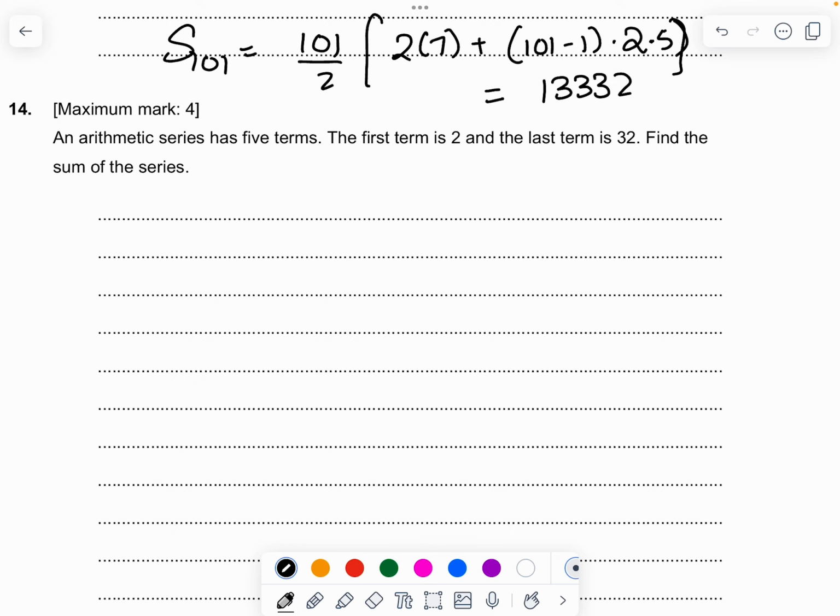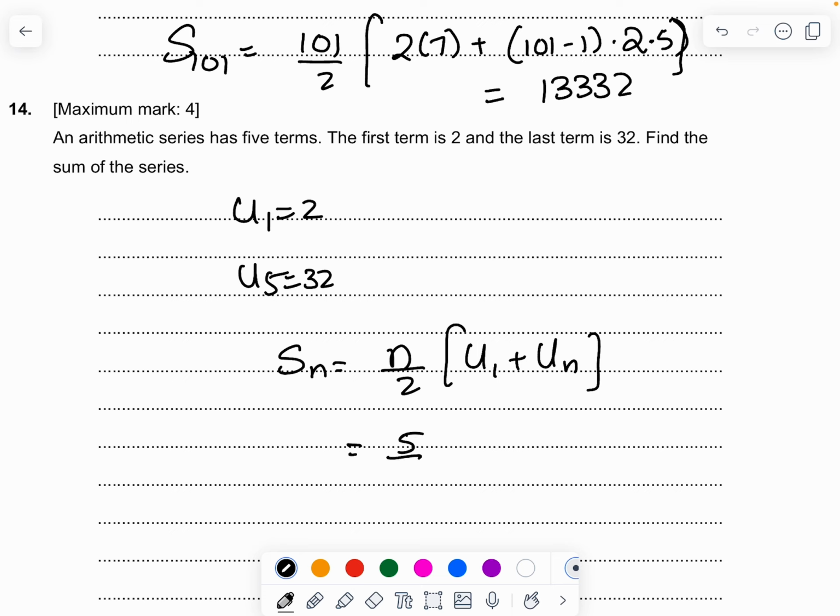An arithmetic series has 5 terms. The first term is 2 and the fifth term is 32. Find the sum of the series. So, the Sn formula is n upon 2, first term plus last term, the easiest way. So 5 upon 2, first term is 2 and last term is 32, which is going to be 85.